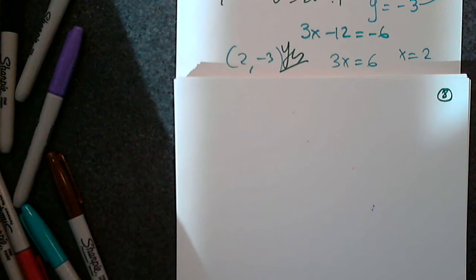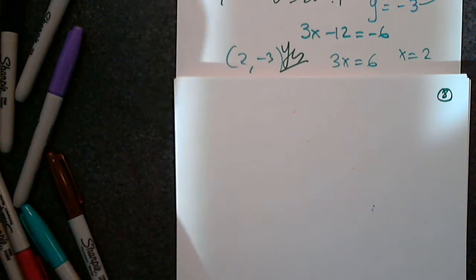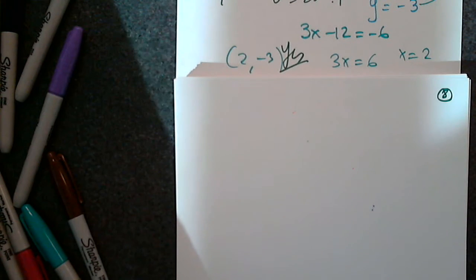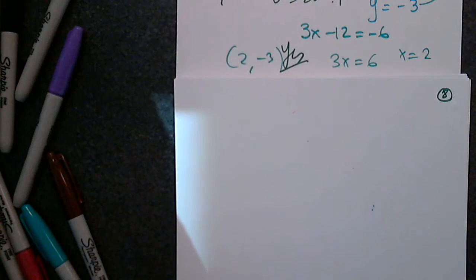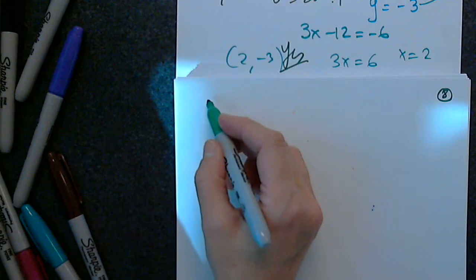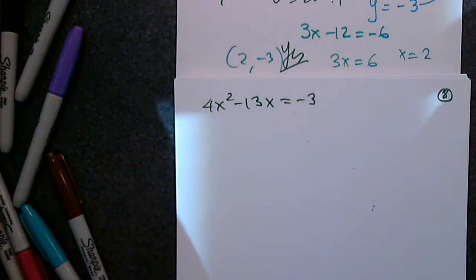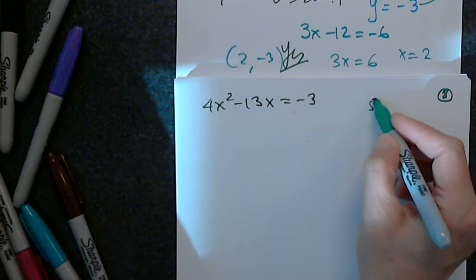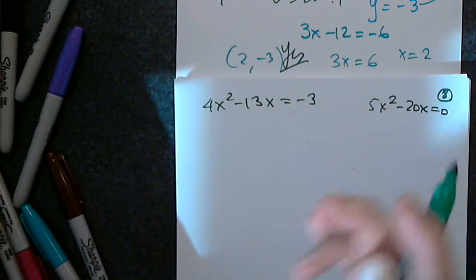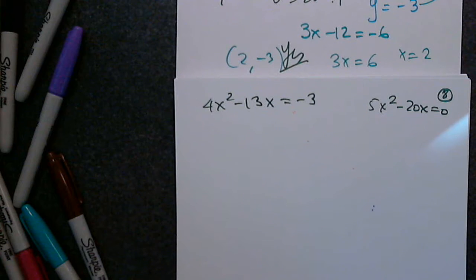Looking for quadratic. Okay, ready? So let's say 4x squared minus 13x equals negative 3. And also I would like to look at 5x squared minus 20x equals 0. These are both quadratic equations.